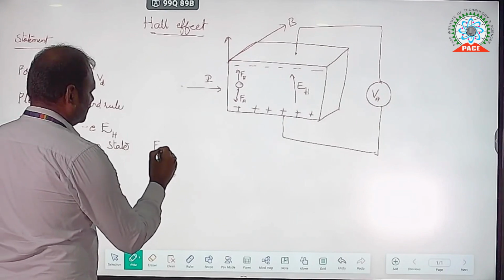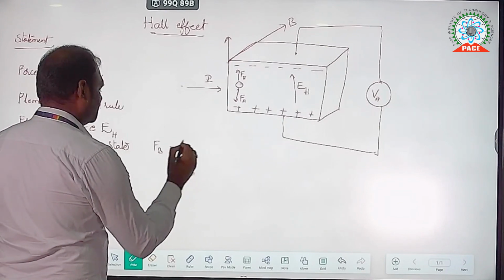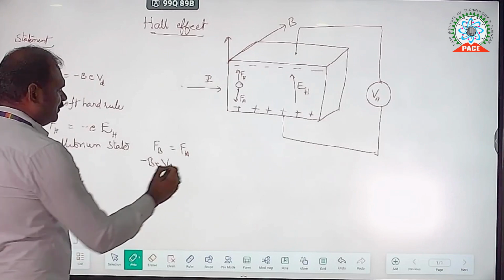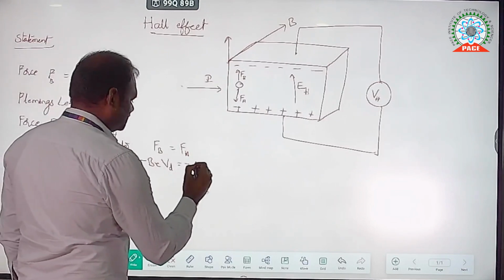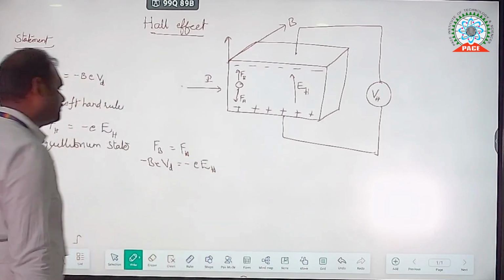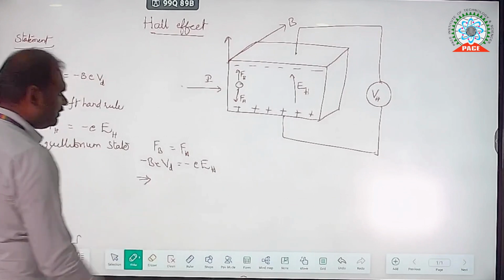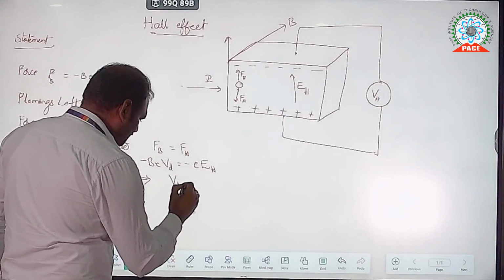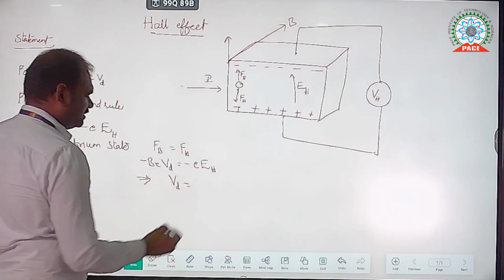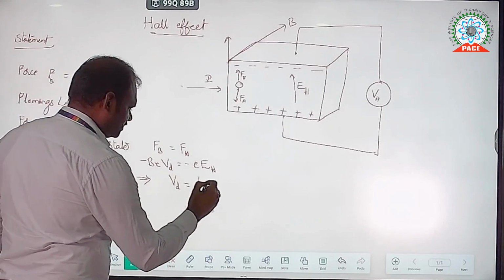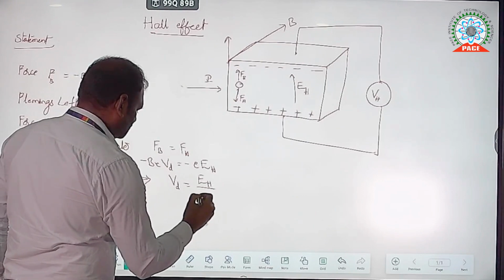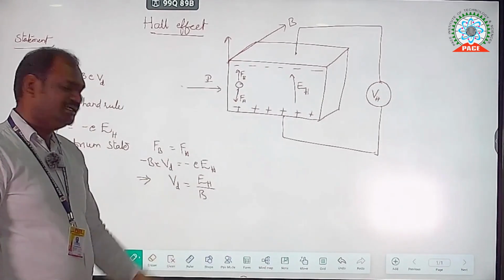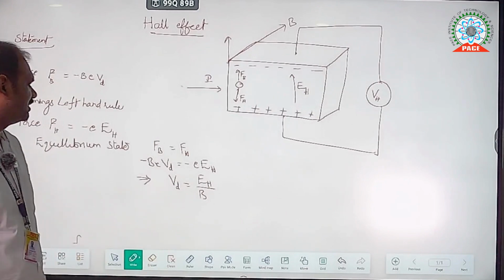So, FB is equal to FH. What is FB? Minus B e vD. What is FH? Minus e into EH. From this equation, we can write the formula for drift velocity vD. The e can be cancelled on both sides, so drift velocity vD is equal to EH by B. Now, EH is the Hall electric field, and B is the magnetic flux density we are applying to the semiconductor.